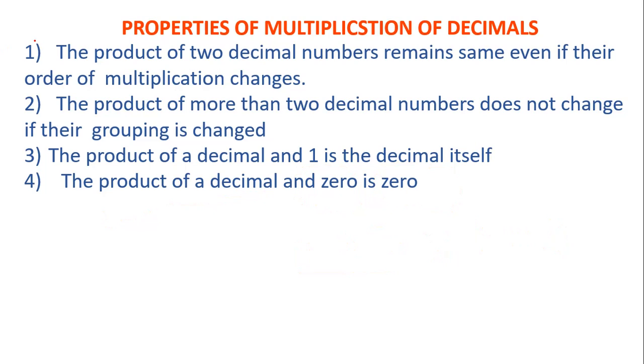These are the four properties you have to remember, which will help us to calculate multiplication of decimal numbers quickly. Let's take fill in the blank problems on these properties.